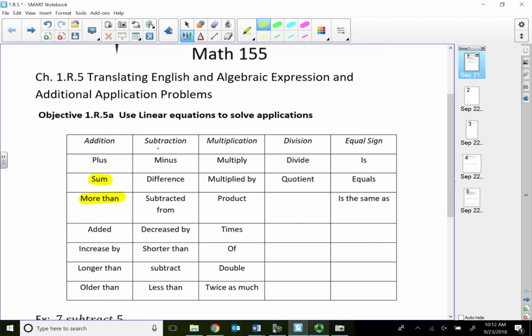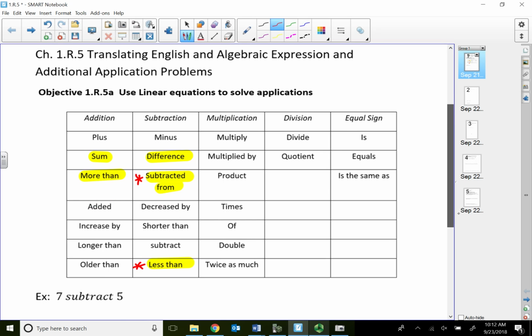All right. Subtraction sign: the word difference works just like the word sum. The word difference means subtraction sign. The word difference also means the answer we get after we subtract. Subtracted from and less than have the same kind of translation. These two words, I'm going to put a blue star beside them, will require us to translate backwards. What do I mean by that? Let me show you.